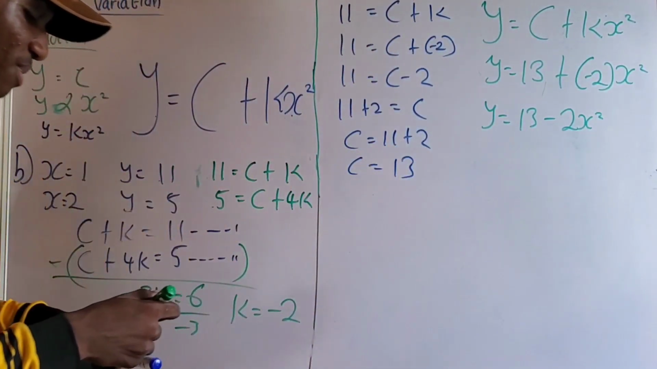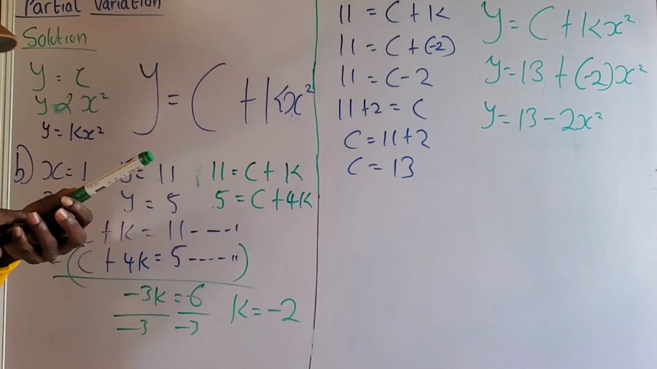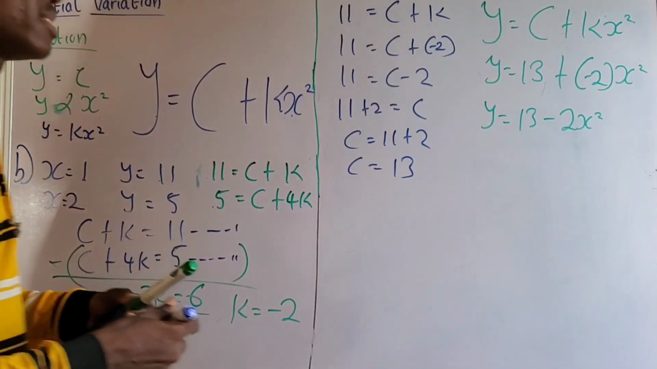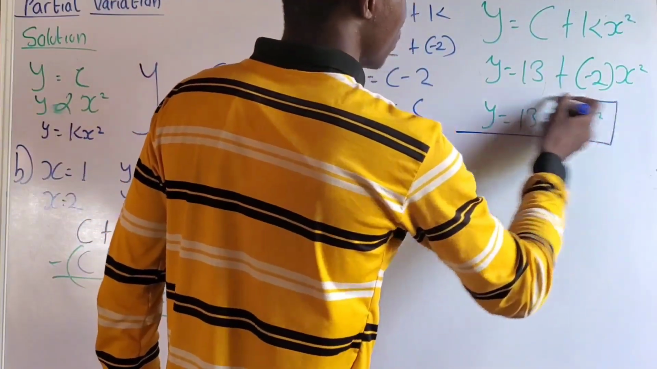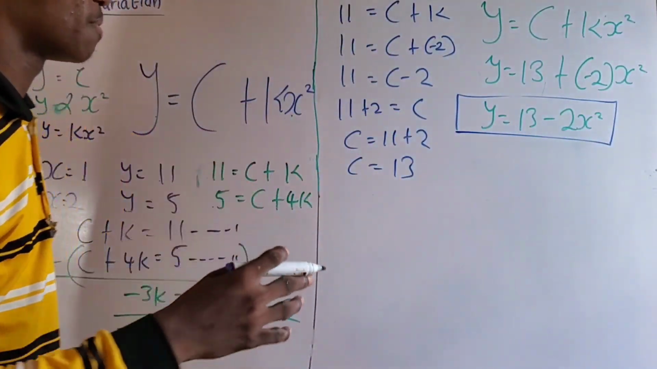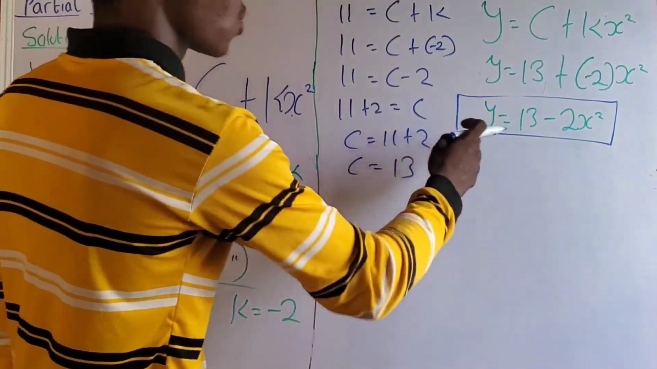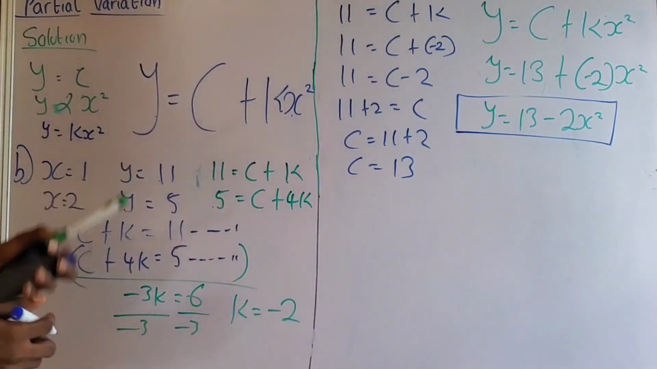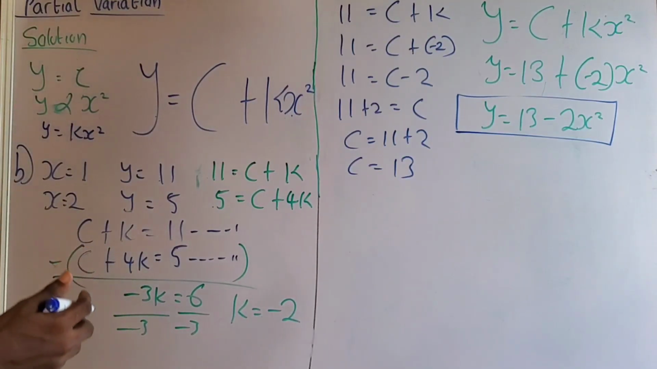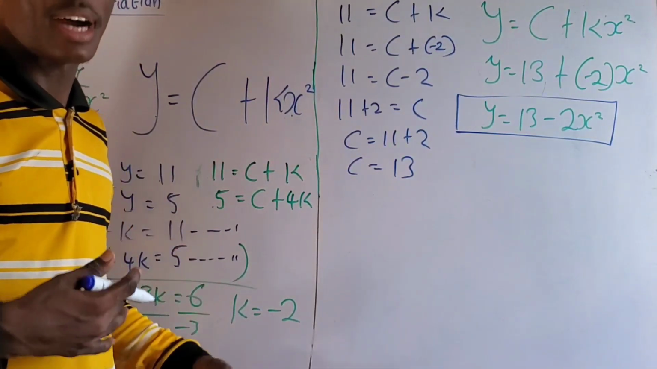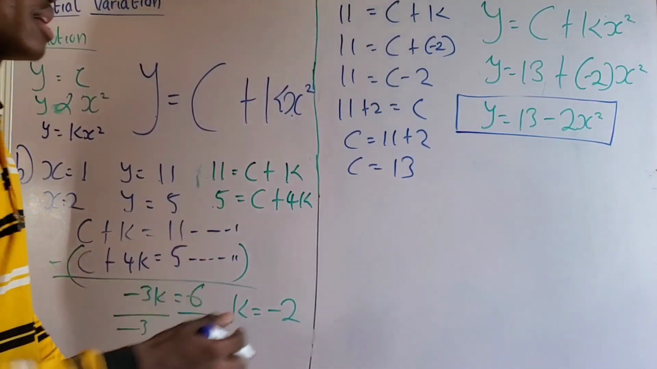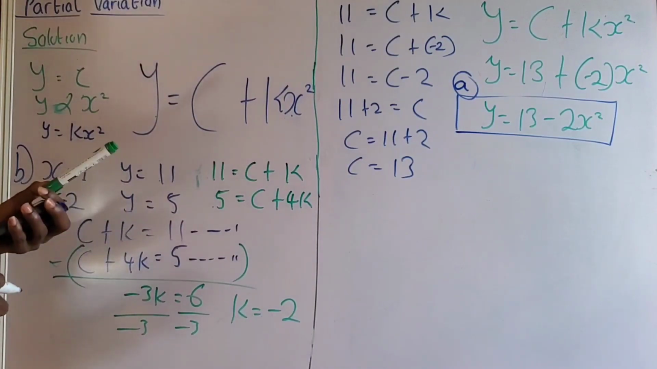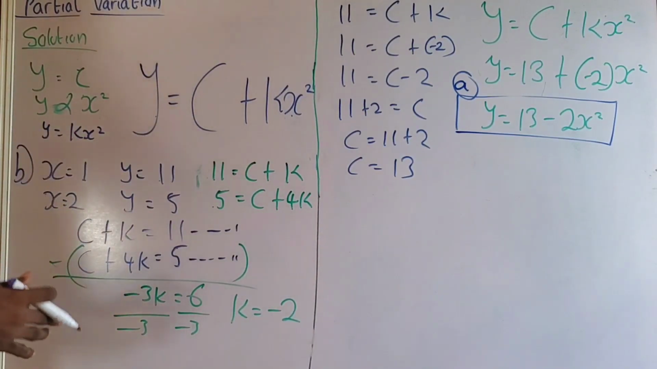So the first question that we have to answer is to write down the relationship that exists between x and y. This is the relationship, you understand? What you see here is the relationship that exists between x and y. Y equals 13 minus 2x squared. Now, the question does not stop there. We've been able to solve question number 1, which is question A: write out the relationship that exists between x and y. We are not done with question B.